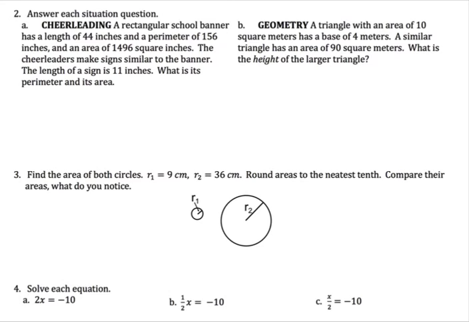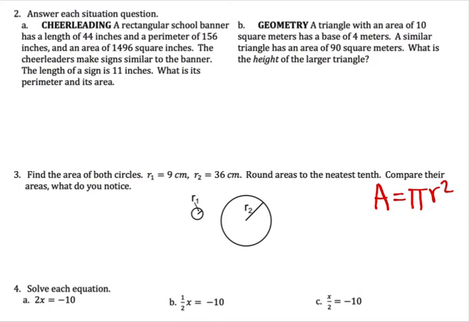On number 2, you're going to be doing a couple of situation problems dealing with area or perimeter. You're going to need to identify information that you can use to set up the problem. And number 3 deals with the same type of thing. Find the areas of both circles. Round areas to the nearest tenth. Compare the areas. What do you notice? Remember to find the area of a circle. Area equals pi times radius squared. And then you're going to compare these.